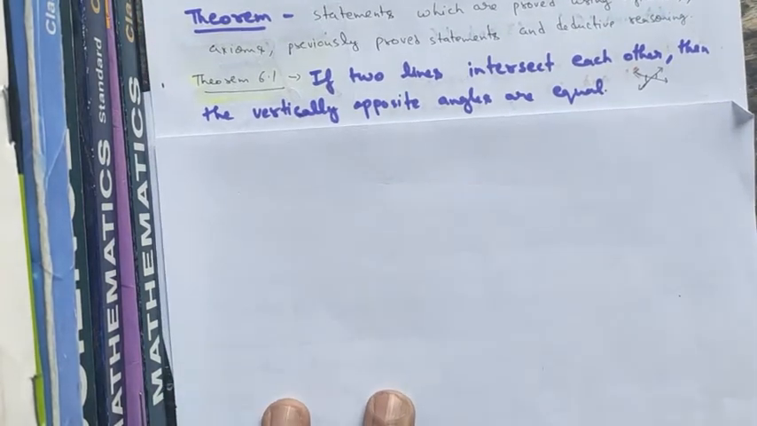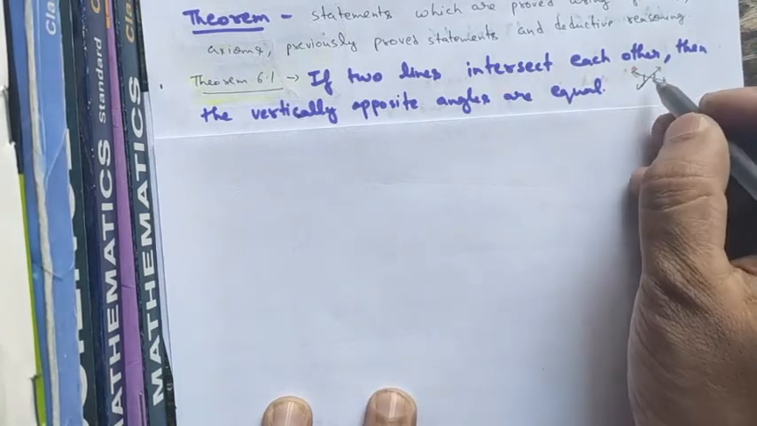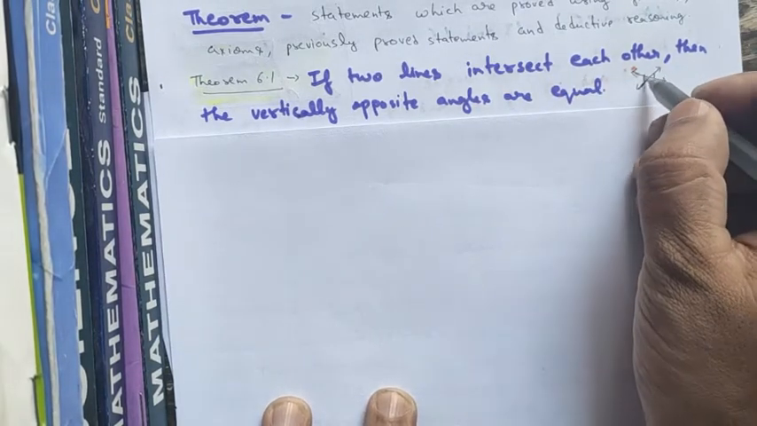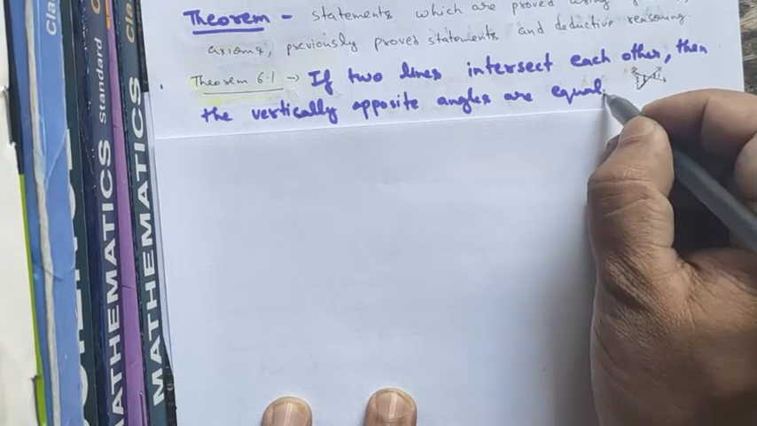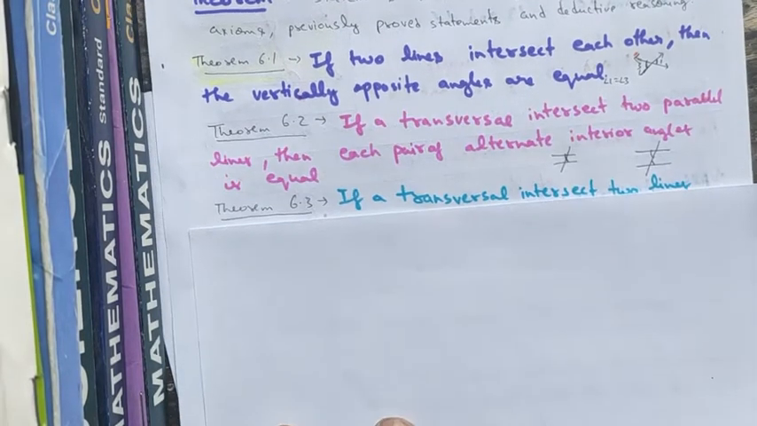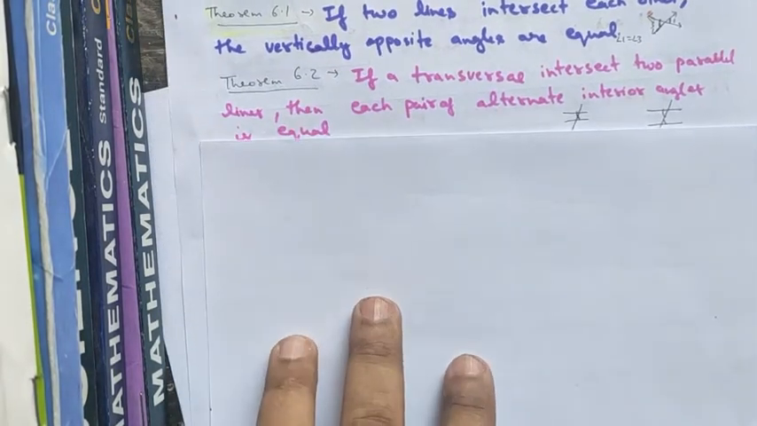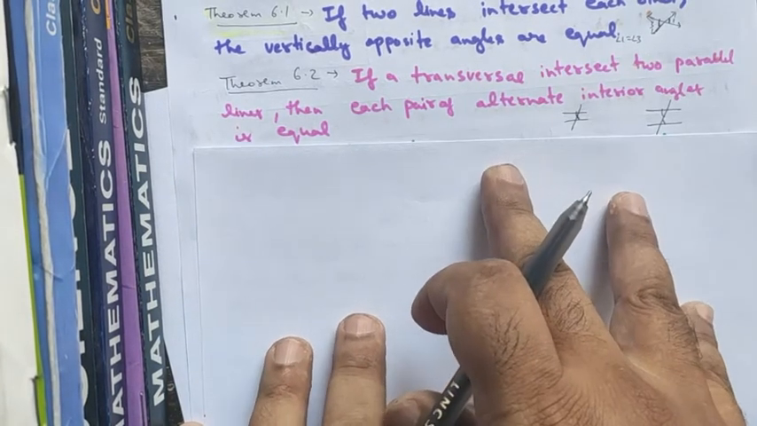It states that if two lines intersect each other, then the vertically opposite angles, if these two lines are intersecting each other, these are the vertically opposite angles. Suppose angle 1 and angle 3, then angle 1 will be equal to angle 3. The vertically opposite angles will be equal. Theorem 6.2 states just the converse of theorem 6.1.